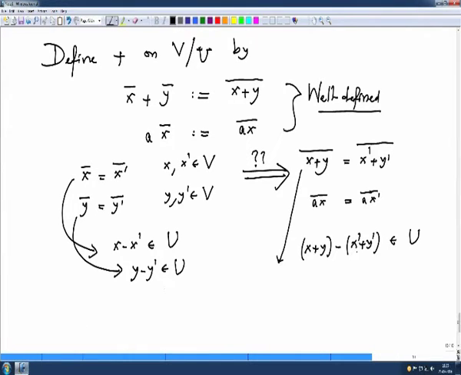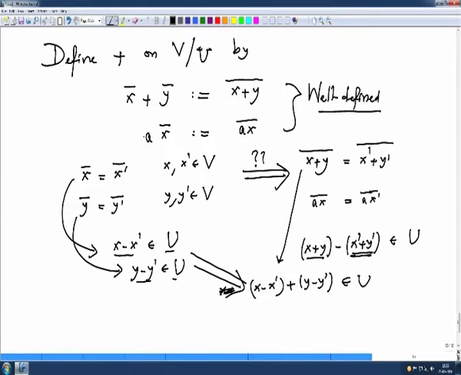Well, if you stare at it, what do you do? You add these equations. If you add these two equations, this belongs to U, this belongs to U, then their sum will also belong to U. x minus x prime plus y minus y prime also belongs to U because it is a subspace. But when you rearrange it, you put x and y together, and take the minus out, and this together, you get this term. So, very easy. So, we have checked that the sum that we have defined on V by U is well defined.